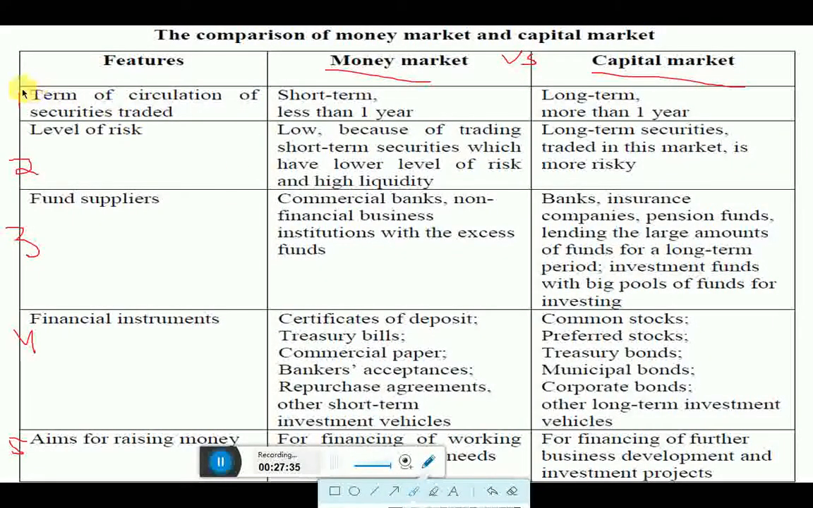The first feature based on which we can differentiate the money market from the capital market is the term of circulation of the security traded, or we can say the maturity period, right? So on the money market, short-term financial instruments are issued and traded. And I have explained what's the difference between issue and trade.